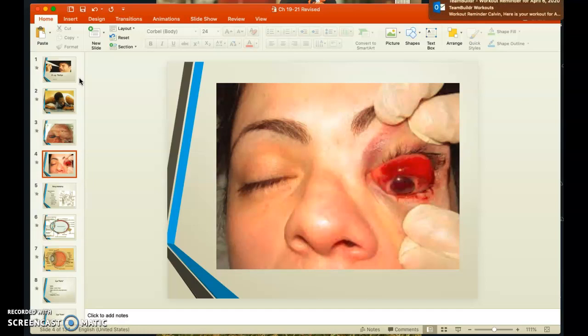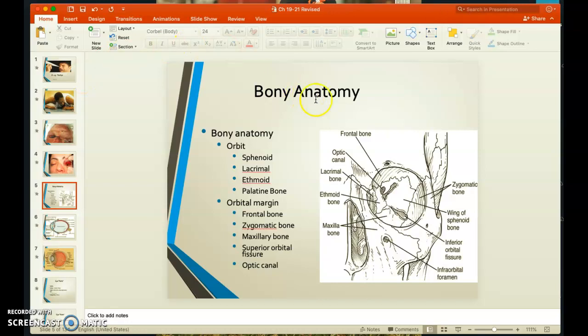So we'll start with bony anatomy. You've got the frontal bone, which is your eyebrow. The zygomatic bone, which is the outside, the lateral aspect. And then underneath we have the maxilla, so think cheek. Those are really the three bones that come together: frontal up top, zygomatic to the sides, and maxilla.